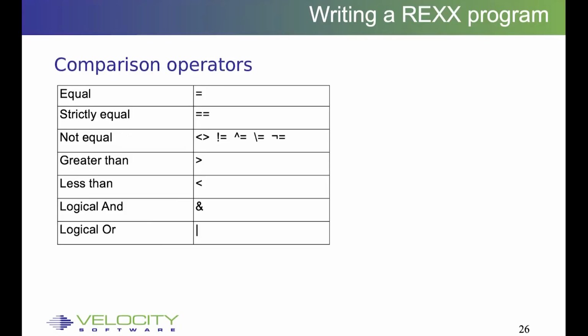There are also comparison operators available. There are a lot more comparison operators than I can list here, but the idea is that traditional comparison operators are available in the REXX language. For not equal, we tend to stay away from the last three, the caret equal, the backslash equal, and the logical not equal, because they don't translate well between code pages. So we stick with the first two, you should be pretty safe.